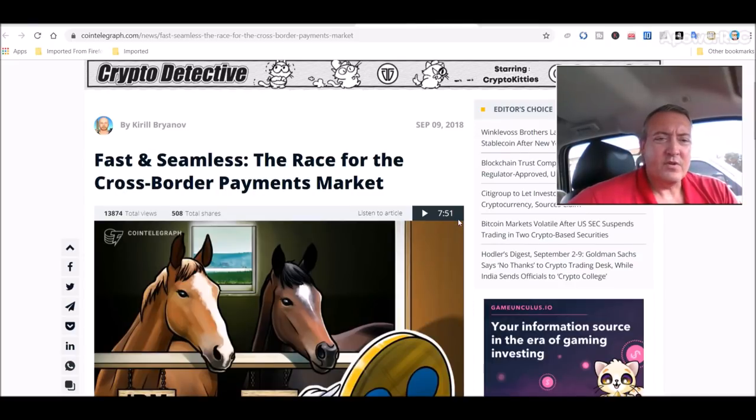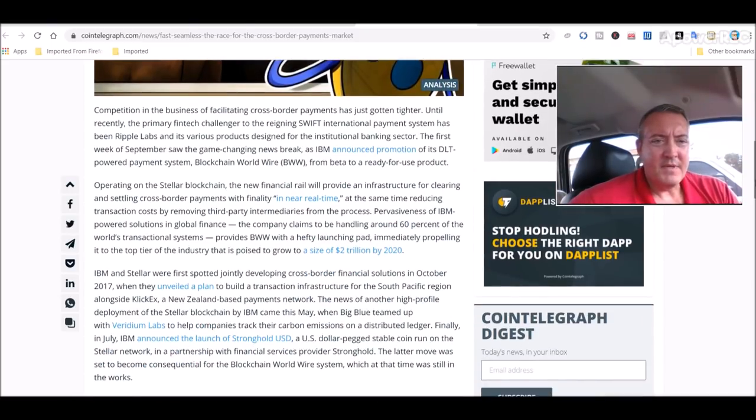Fast and seamless, the race for cross-border payments market. Competition in the business of facilitating cross-border payments has just gotten tighter. Till recently, the primary fintech challenger to the reigning SWIFT international payment system has been Ripple Labs and its various products designed for the institutional banking sector. The first week of September saw the game-changing news break as IBM announced its DLT-powered payment system, Blockchain World Wire, from beta to ready-for-use product.